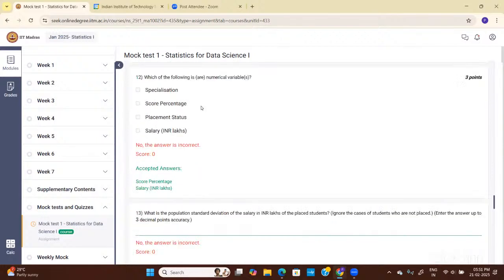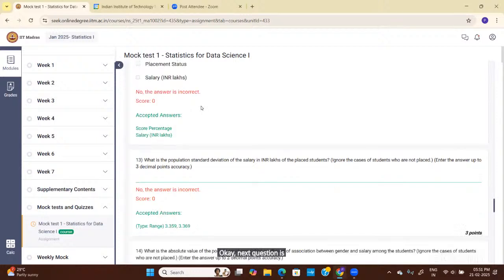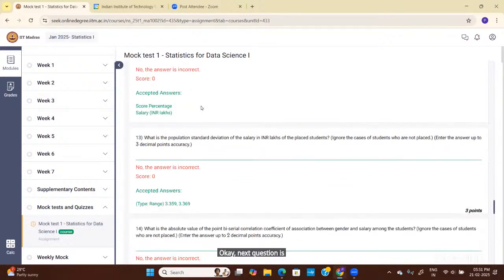Okay, next question. Can you all find this population standard deviation, right? Yes, ma'am. So 3.4. Everyone is getting the answer within the range. Yes, ma'am.